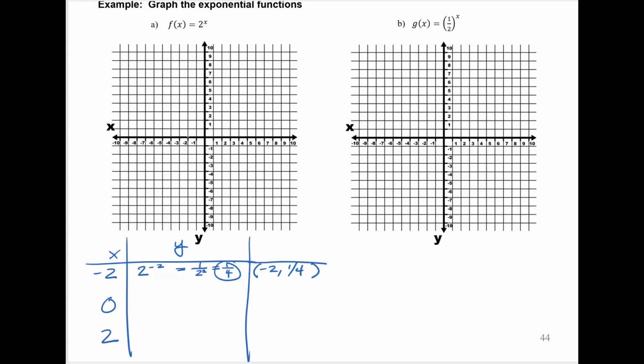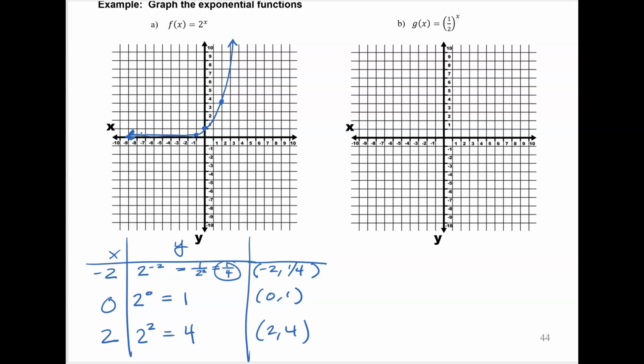So -2, and I'm just going to go up a tiny bit, 1/4. Then if I plug in 0, 2 to the 0 power, anything to the 0 power is just 1. So the point there is 0, 1. Oh, and it looks like that one disappeared. There we go. And if I plug in 2, 2 to the 2 power, you get 4. So 2, 4. If you want, you can keep going, but your graph is just going to look like this. And remember, there's that horizontal asymptote, which means this graph gets really close to the x-axis.